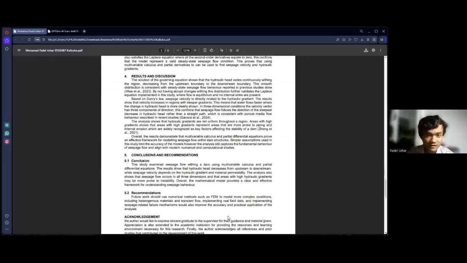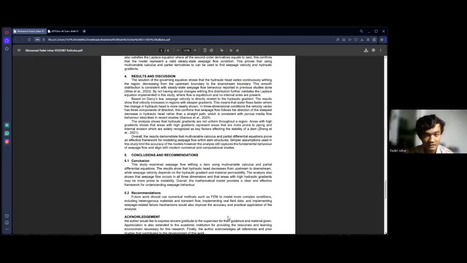The solution of the governing equation shows that the hydraulic head varies continuously within the region, decreasing from the upstream boundary to the downstream boundary. This smooth distribution is consistent with steady-state seepage flow behavior in previous studies done using FEM or physics-based models. Not having abrupt changes within this distribution further validates the Laplace equation implemented in the study, where flow is in equilibrium and no internal sinks are present.